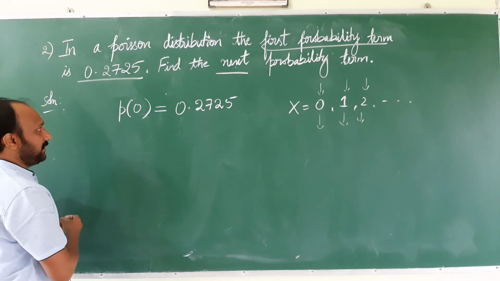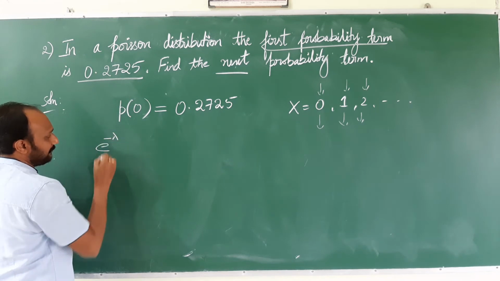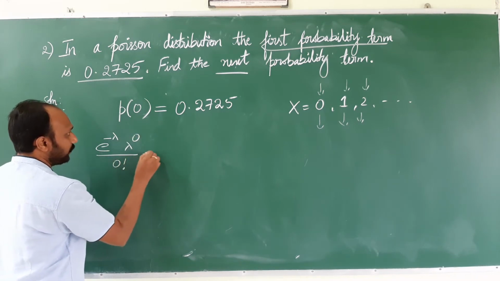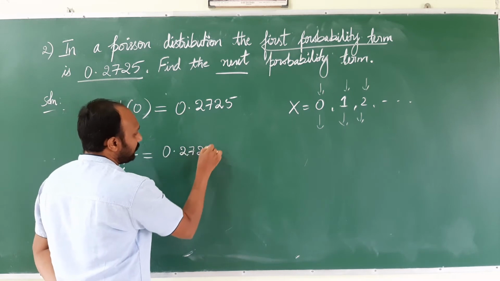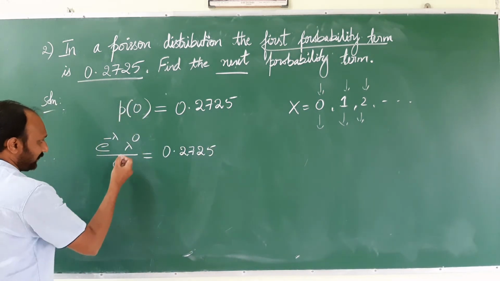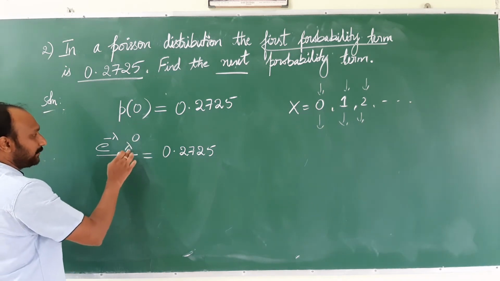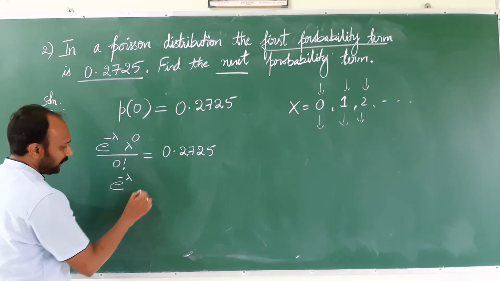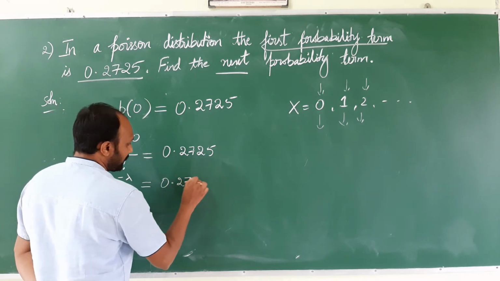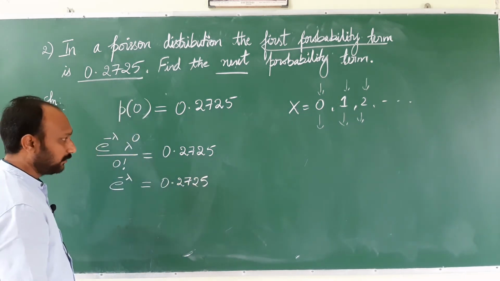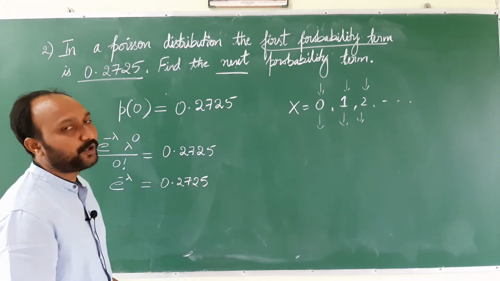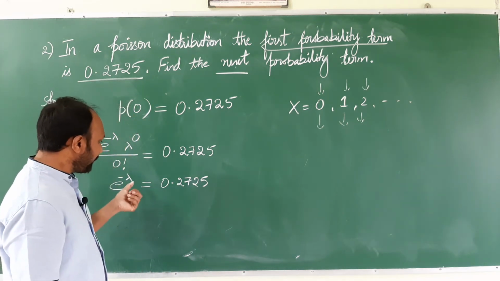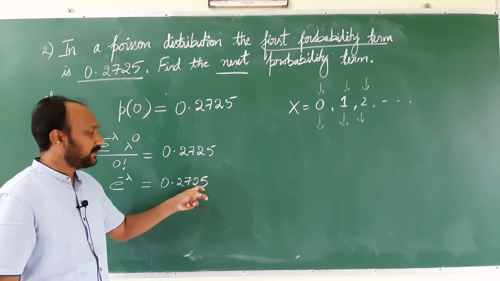Let us write down the PMF, that is e power minus lambda, lambda to the power x, by x factorial. With x equal to 0, this is equal to 0.2725. Here anything to the power 0 is 1, and 0 factorial is also 1. So we are left with only e to the power minus lambda, which is equal to 0.2725. Now we need to take the assistance of the Poisson distribution table. Using it, we need to look for the lambda value for which we get 0.2725.